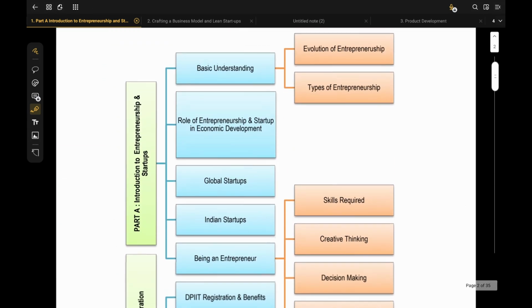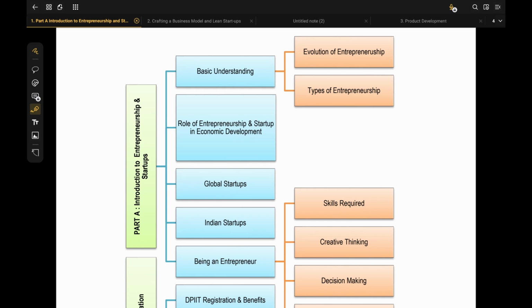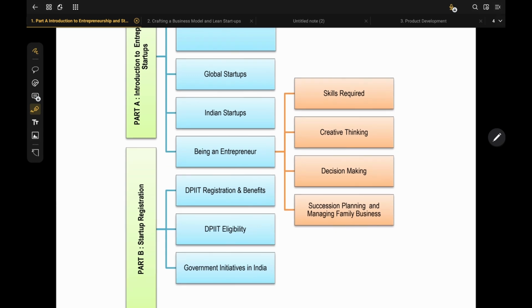So in this chapter, we have a chapter overview. What will be covered in this chapter? We can see a gist of it here. What is the history of entrepreneurship? Types of entrepreneurship, global startups, Indian startups. What is the role of entrepreneurship? What are the skills you require for being an entrepreneur? What are the benefits of DPIIT registration?